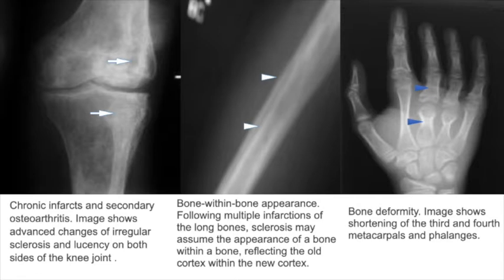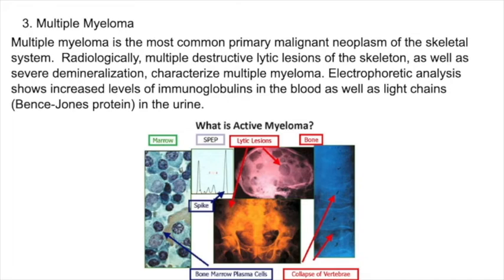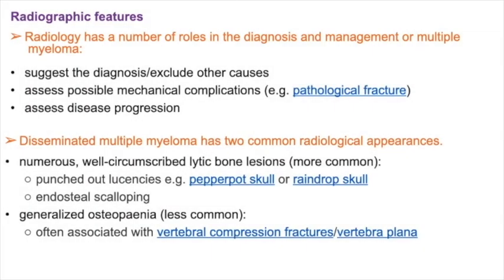Okay, so let's now talk about multiple myeloma. Multiple myeloma is the most common primary malignant neoplasm of the skeletal system. It appears after 55-60 years, and this is a very common disease. In the radiological features, we have two very important things. First, radiology has a number of roles in the diagnosis and management of multiple myeloma. Radiology can suggest the diagnosis or exclude other causes. It can also assess possible mechanical complications like pathological fracture and assess disease progression.